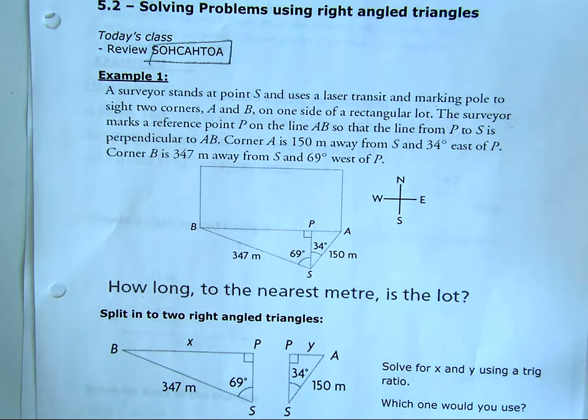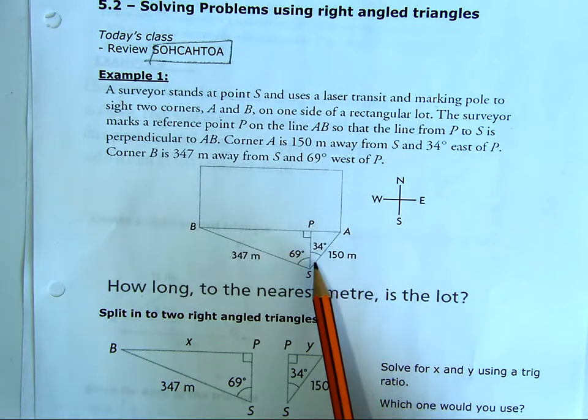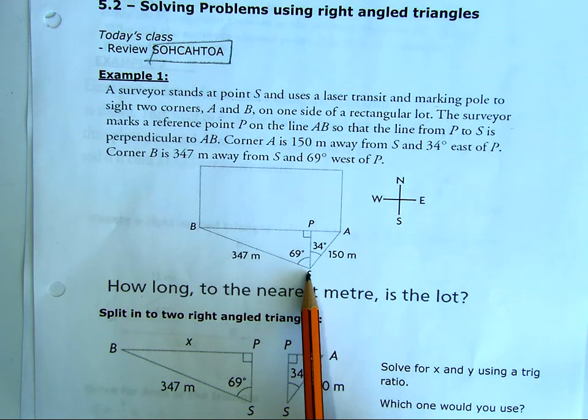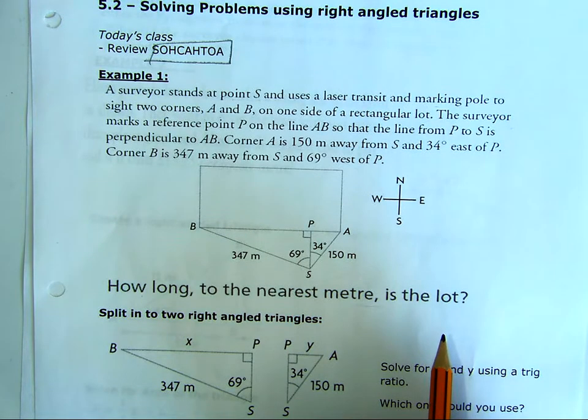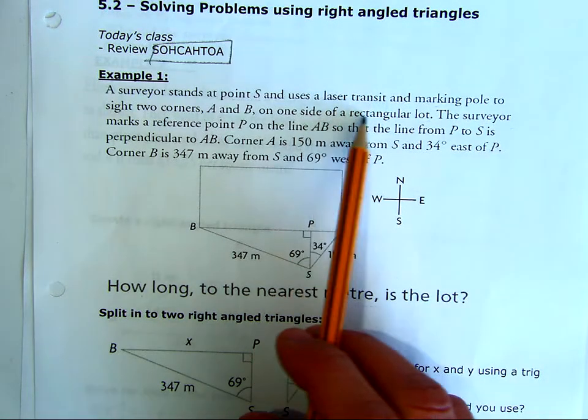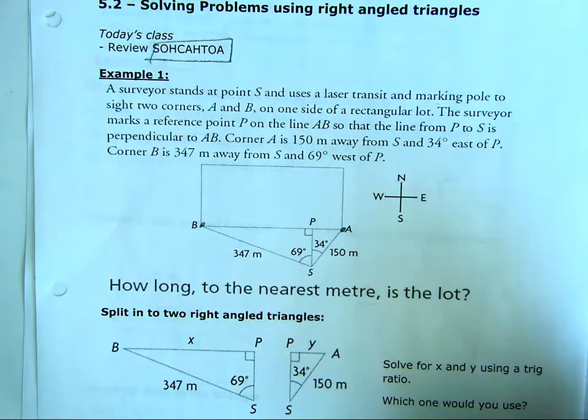They've given you the actual diagram here, but it's very important that you understand that if you read all of this, you should be able to come up with this diagram as well. So how long, to the nearest meter, is the lot? Again, A and B are on one side of a rectangular lot. So how long is this lot from here to here?